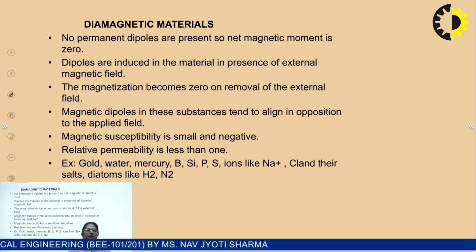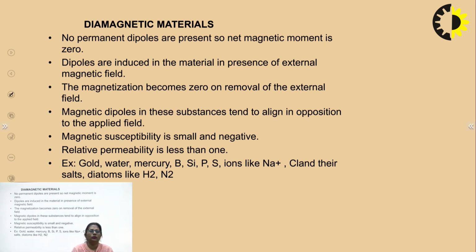I say there are no permanent dipoles present, so the net magnetic moment is zero, right? Neither by the spin, so the net magnetic moment is zero. So the dipoles are induced in the material in presence of the external magnetic field only. The magnetization becomes zero on the removal of the external field. When you remove the external field, the magnetization becomes zero.